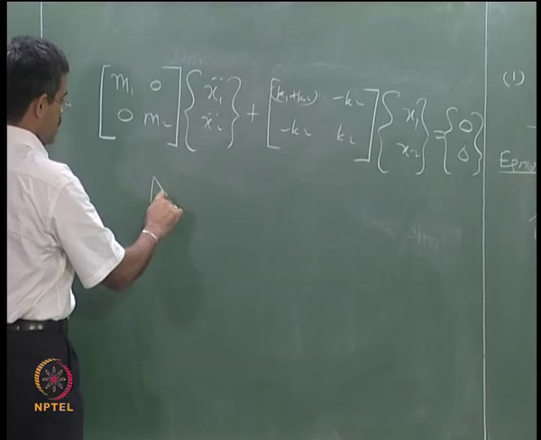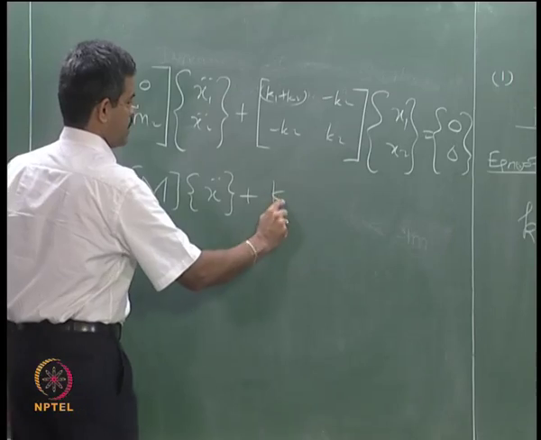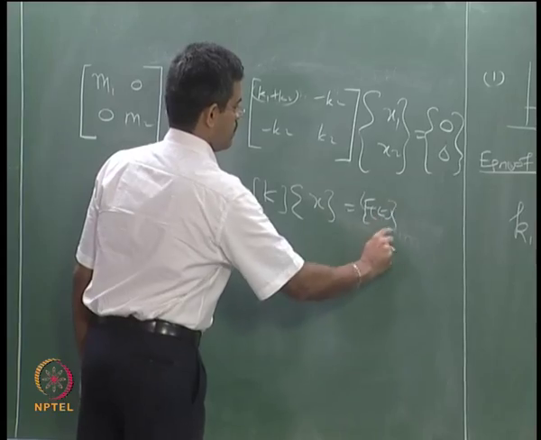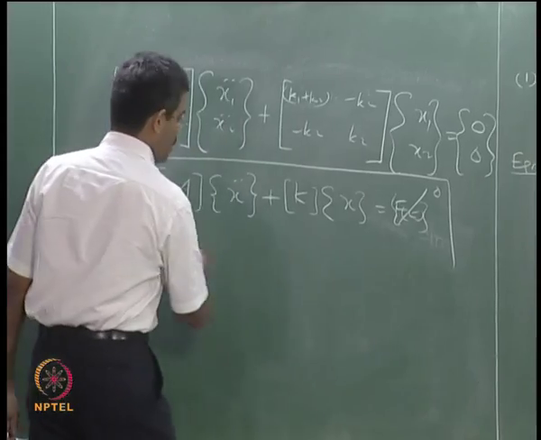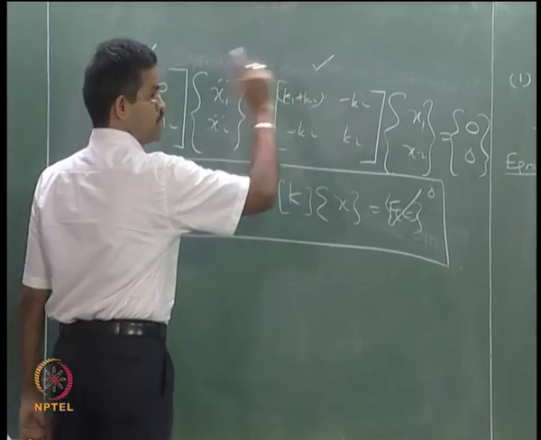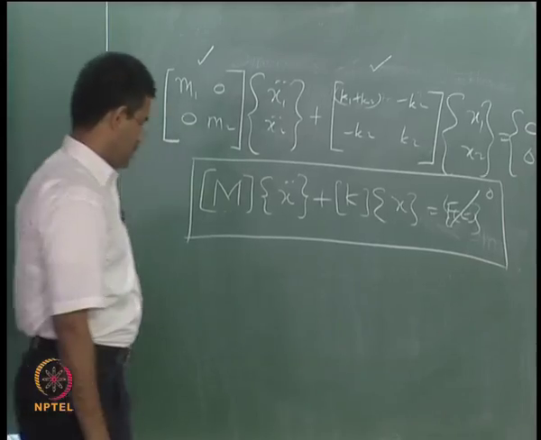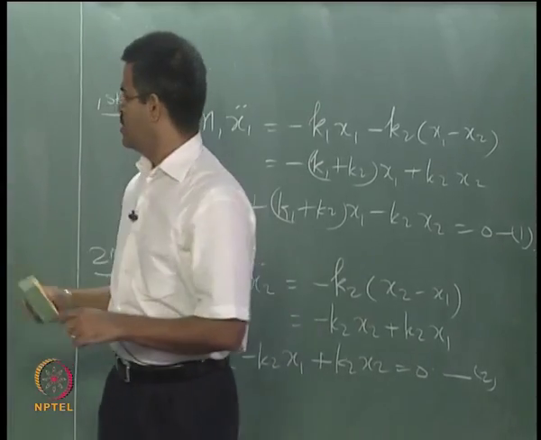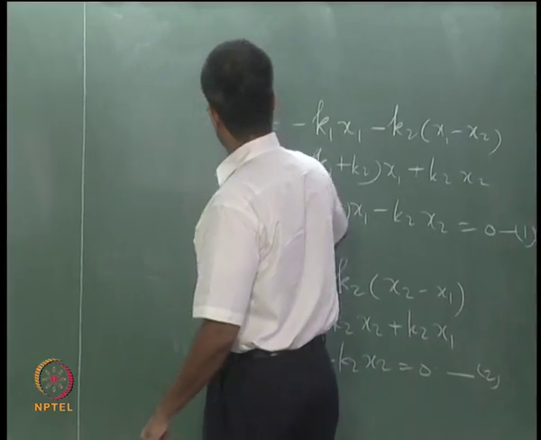I can also write this as M x double dot plus K x equals f of t, which in my case is 0. So this is my equation of motion written in a matrix form, where mass matrix M is given by this, stiffness matrix K is given by this. So we can draw very interesting information here. These are very important for writing the equations of motion in futuristic problems. Let us see what interesting information I can derive from these equations of motion.